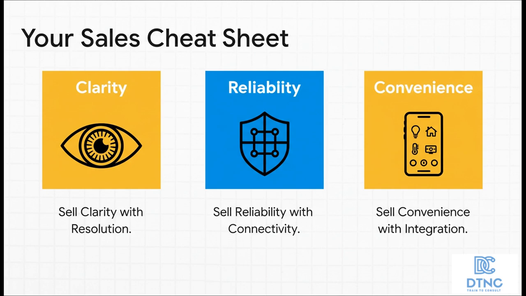When you talk about cameras, you're not selling pixels, you're selling clarity. When you talk about your cabling work, you're not selling Cat6, you're selling reliability. And when you bring up the smart features, you're not selling software, you're selling convenience. Clarity, reliability, convenience. That's it.